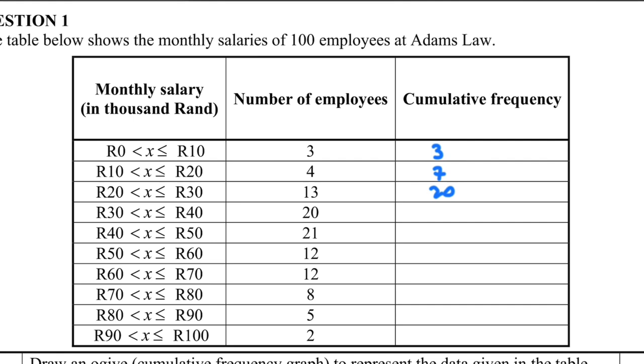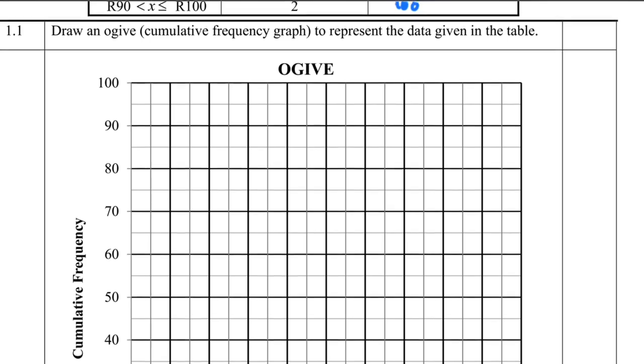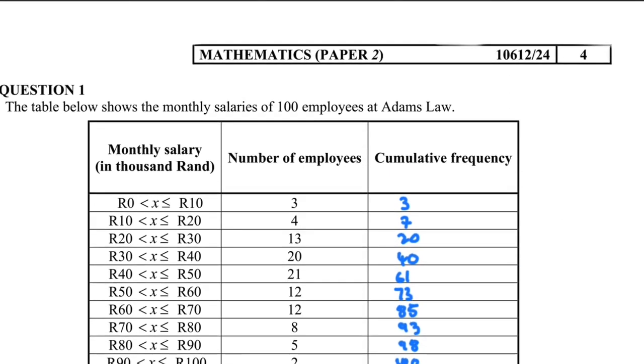So we're going to have 20 plus 20 gives us 40. 40 plus 21 gives us 61. 93 plus 5, 98 plus 2, 100. So that is the cumulative frequency. So now we can draw our cumulative frequency graph. When we come to our provided graph here, we already have the cumulative frequency on the Y and the salary on the X. So let's take a look.